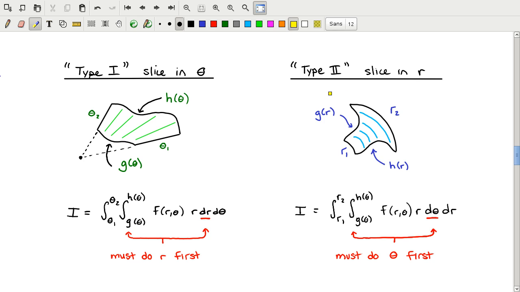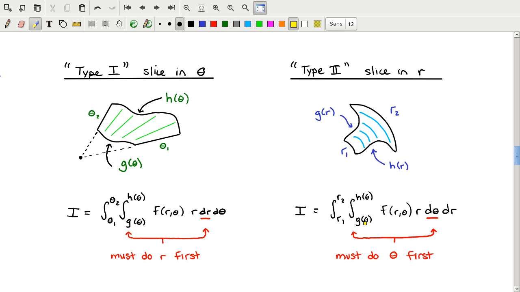Similarly to a type 2, instead of slicing in theta, we could slice in r. So we could draw curves of constant r, slicing r into pieces, an inner boundary r equals r1, an outer boundary r equals r2, and then we could have theta equal some function of r, h of r, and on the other side, theta equals some other function, g of r. So again, theta could go from g of r and h of r, and these are backwards too, or rather, they're not consistent with here.